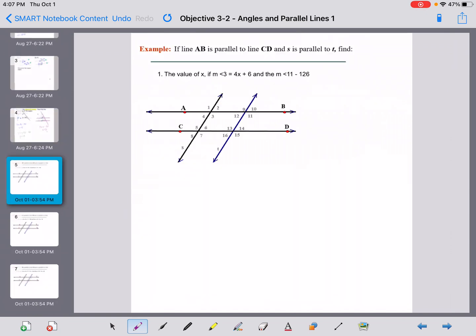It's just some more practice on spotting what these relationships are and then whether or not they're congruent or they equal 180 degrees. So I'm looking at angle 3 and I'm looking at angle 11. So what kind of angles are those? Well, they're on parallel lines. I'm marking the parts that they're touching, and I can see that those are corresponding. So corresponding angles are congruent.